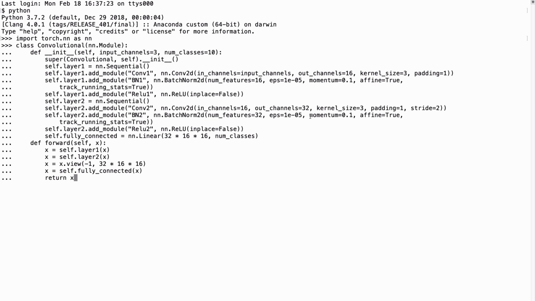The momentum argument determines the rate at which the running estimates are updated. If it is set to none, then the running estimates will be simple averages. Lastly, the affine argument, when set to true, indicates that batch norm should have learnable affine parameters. The default value for affine is true.